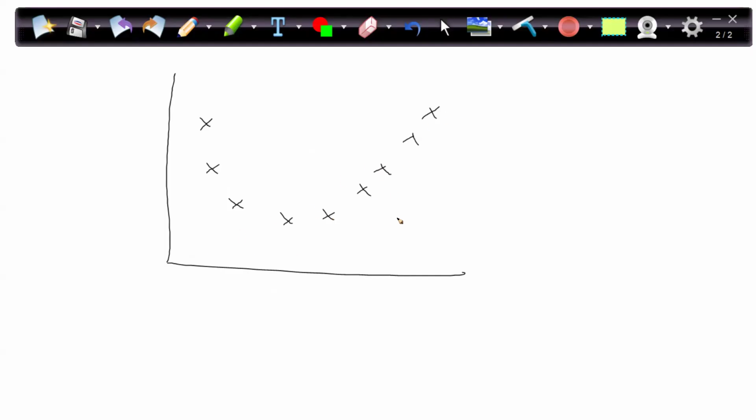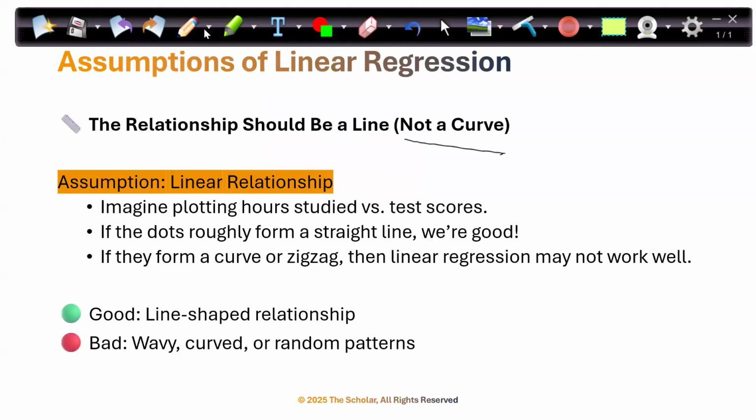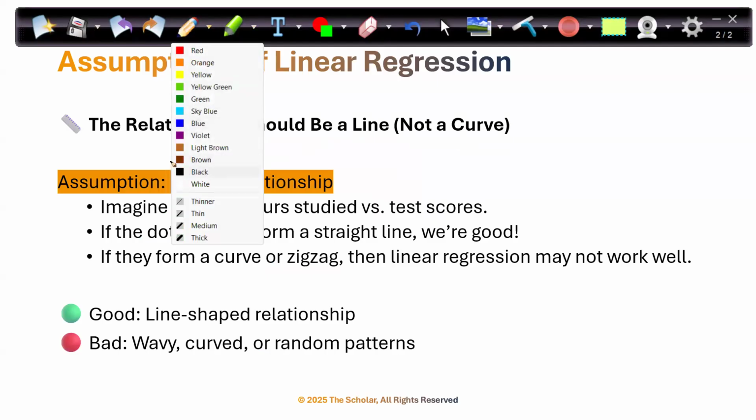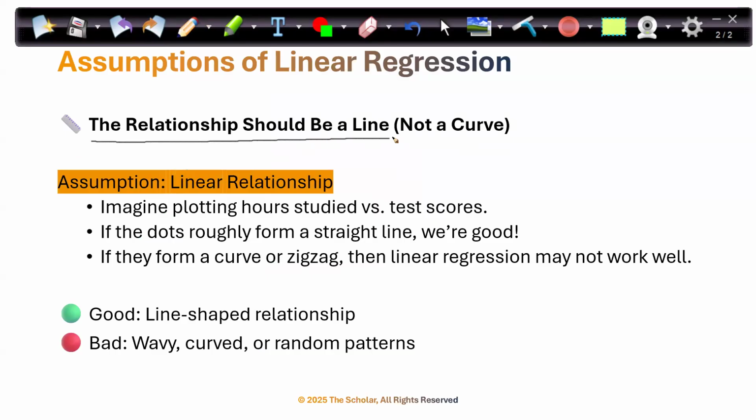But if we are having some curve type of data, for example, this is my data set. In this, I cannot create a linear regression model, because what a linear regression model does is create a line which is passing through the majority of the points. And here it's not happening like that because the data is very much curved, right? Here I will be applying some other type of algorithms, but linear regression will not work here. So that is the first assumption, that the relationship should be a line, not a curve.